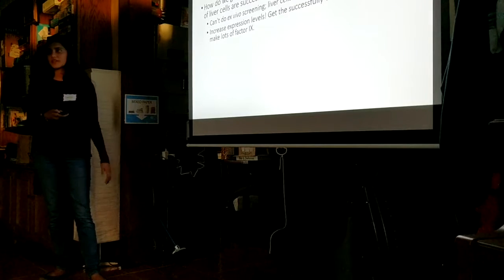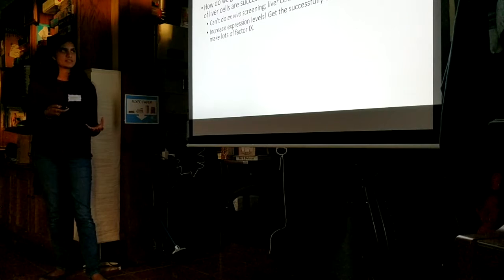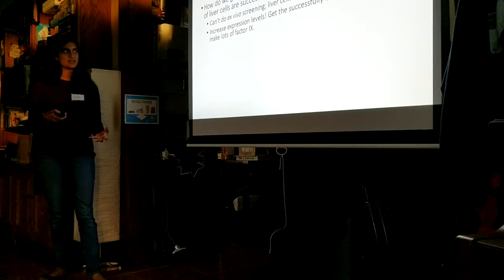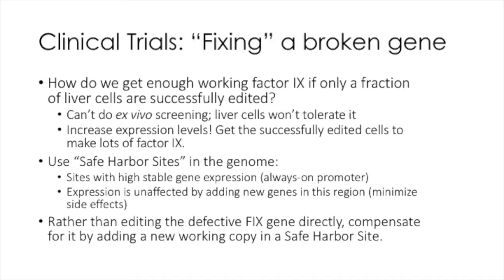But what you can do is increase expression levels, and basically this means get the successfully edited cells to make lots and lots of factor 9. So they did this using something called safe harbor sites in the genome, which are basically sites with high stable expression in genetic terms and an always-on, or constitutively active, promoter. Most genes are not turned on until they're needed, but some genes that are very frequently needed or very common have a promoter that is always on, and so they're always transcribed.